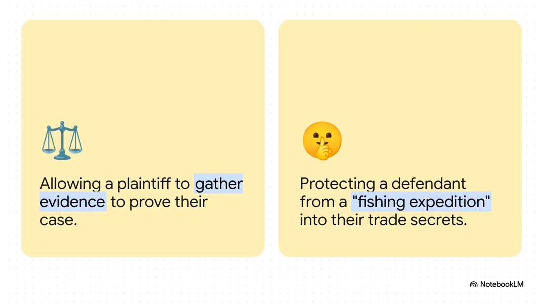But, of course, it's not a blank check. Using this power puts the court in a really tough spot. It's a classic legal tightrope walk. On one side, you have the need for justice. You have to let a plaintiff get the evidence to prove their case. But on the other, you have to protect the defendant from what lawyers call a fishing expedition, just a random, baseless rummage through their private business and their own trade secrets.